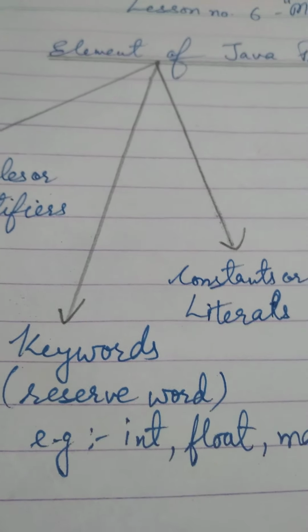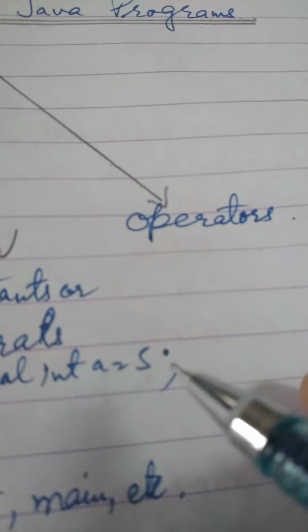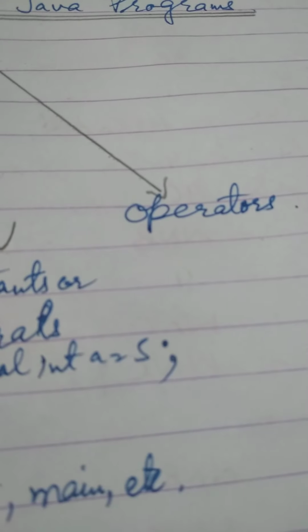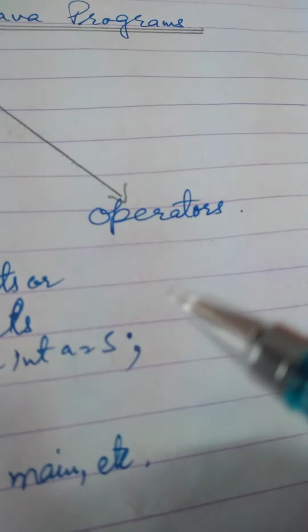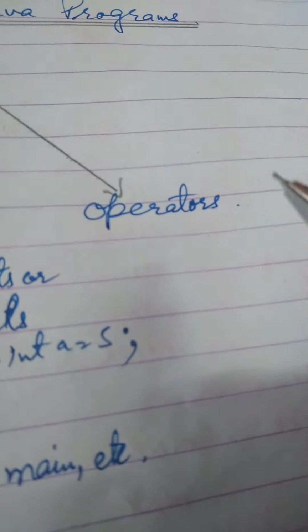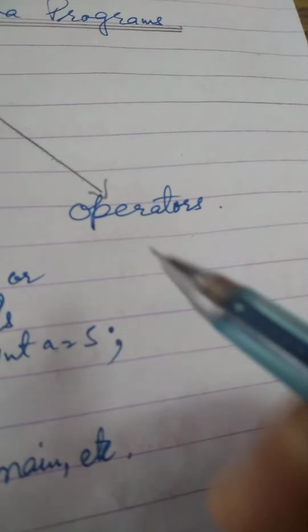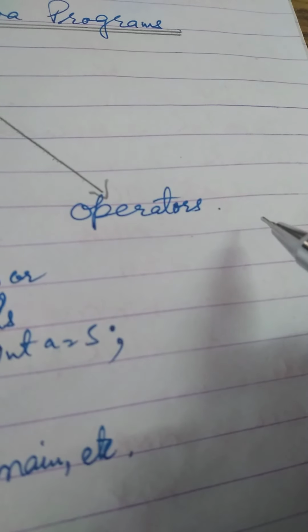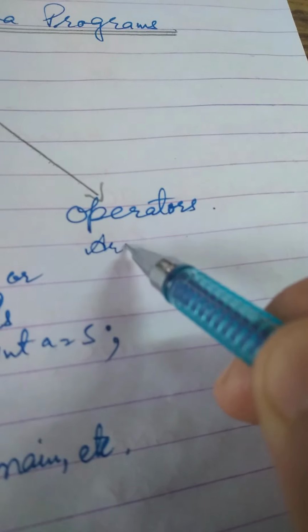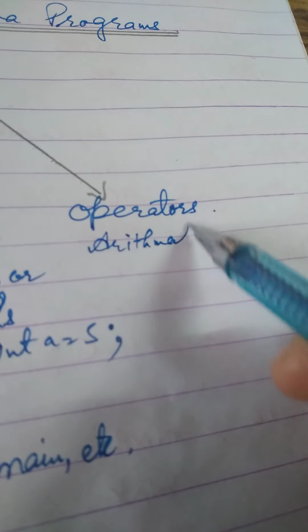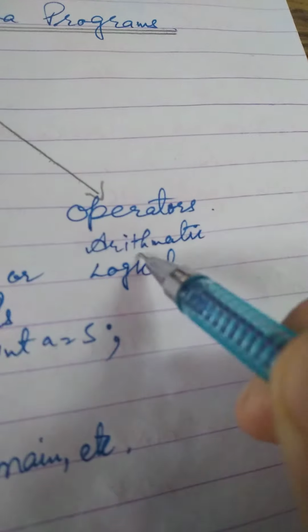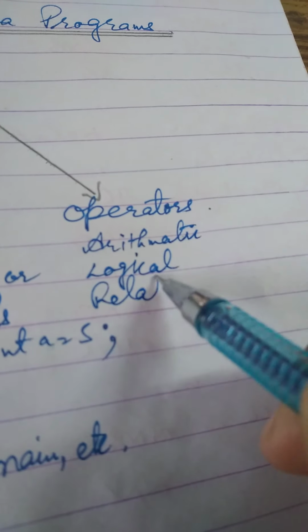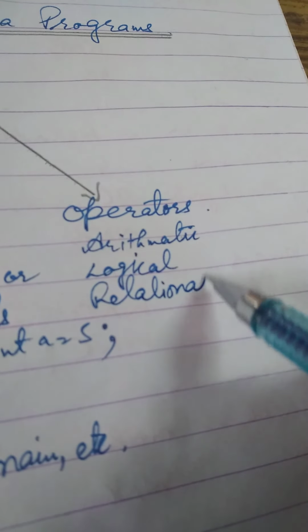Alright. Next element is operators. Operators are actually the symbols or signs which are used for doing the operations on the value. We can have a number of operators like arithmetic operators. Then we can have logical operators and relational operators. These all are our operators.